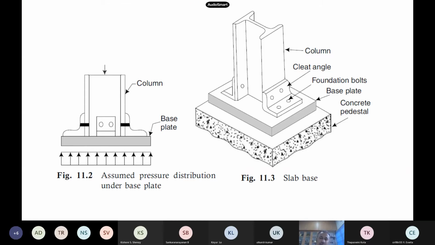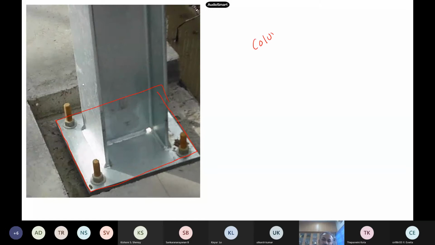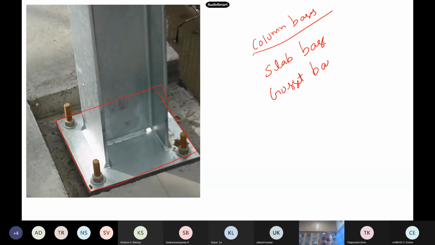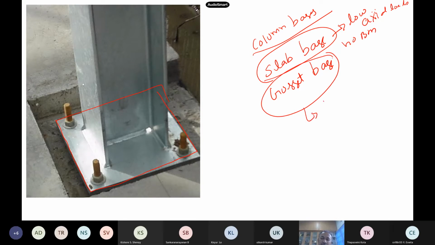Generally there are two types of column bases that we use. One is the slab base. The other one is the gusset base, sorry. So two types of things we use. The slab base is used for very low loads, low axial loads, only axial load, no bending moments, no eccentricities. But this gusset base is used for very heavy loads.